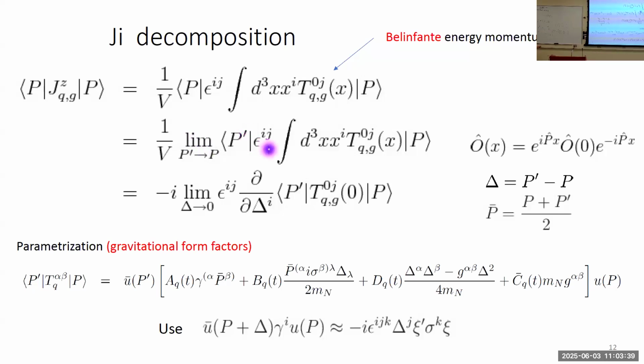Now I use this operator identity. So this is always true. Any operator evaluated at coordinate X, you can translate this operator to the origin of the coordinates up to this exponential of the momentum operator P hat times X. You can do this trick for any operator, and then this momentum operator acts on P and P prime, and what you get is a difference between P minus and P plus, because you have a plus sign and minus sign here. So you get the exponential of delta dot X.